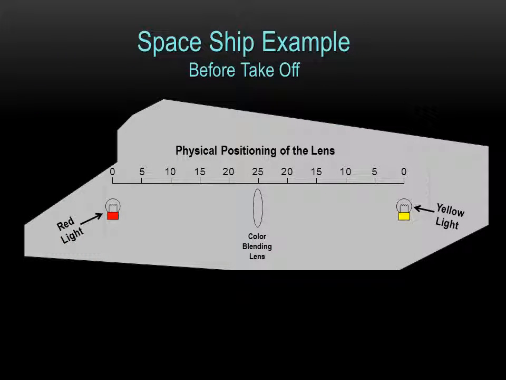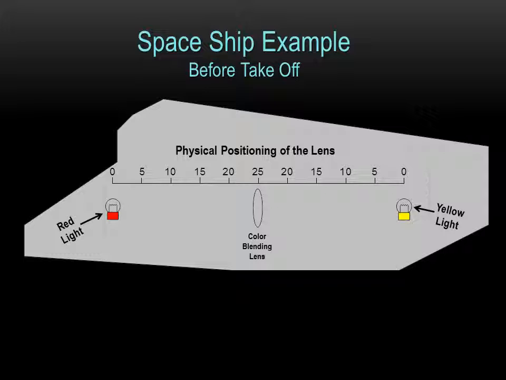Consider a spaceship sitting on the runway, ready for takeoff. It contains an experiment that deals with the nature of light. Near the front of the ship is a lamp that emits a single pulse of red light when activated. Near the rear of the ship, 50 feet away, is a yellow lamp. There is a color blending lens located between them, 25 feet from each lamp.